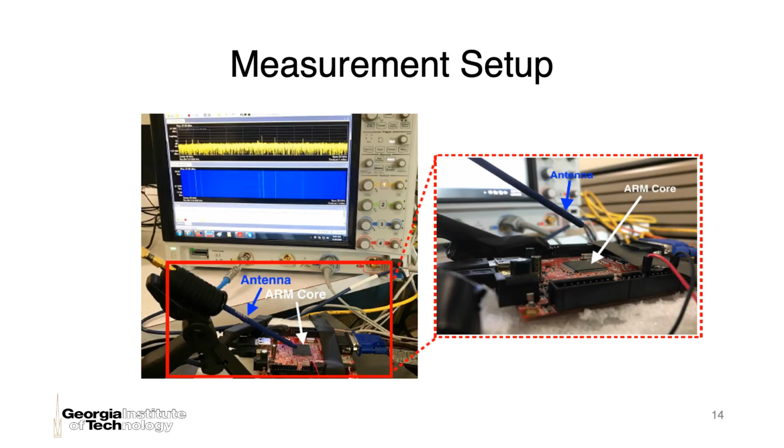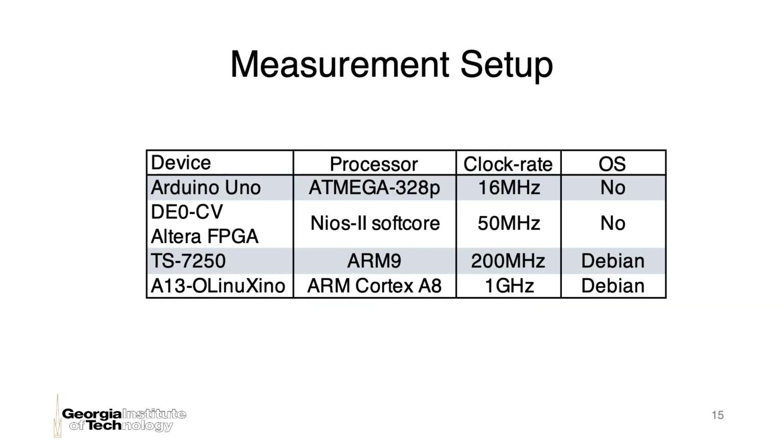This is an image of the measurement setup, with an antenna above the processor reading the signal. They tested various hardware devices and different software running on these boards. Some of the devices ranged from Arduinos to ones with OSs, with different clock frequencies, and for all these they were able to successfully detect a number of malware attacks.